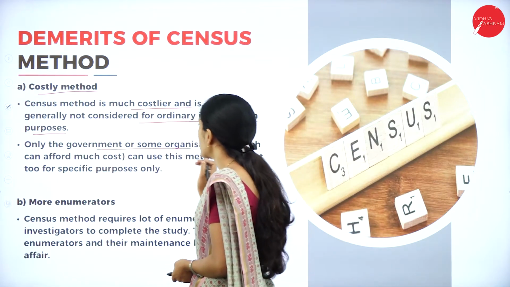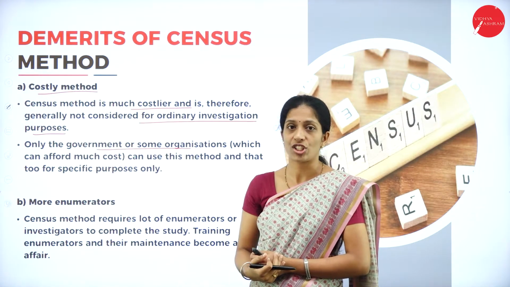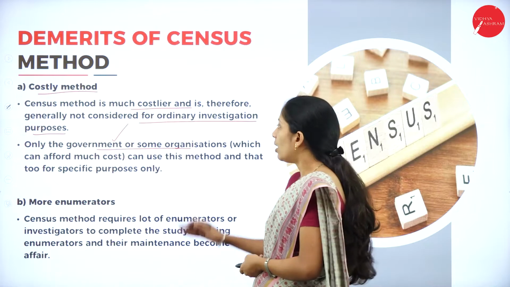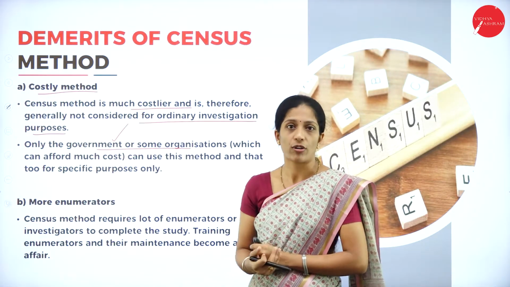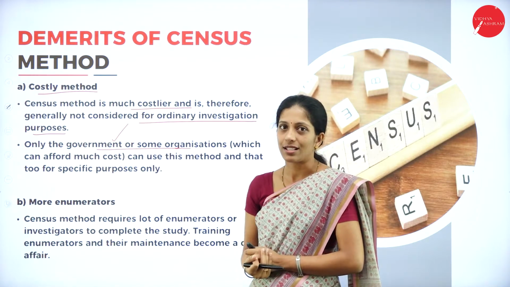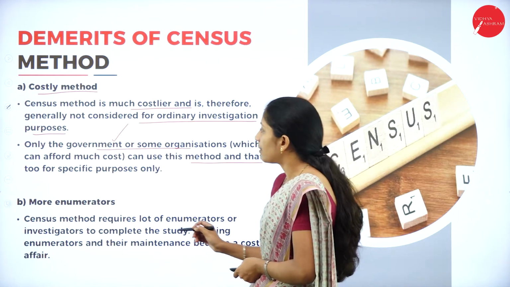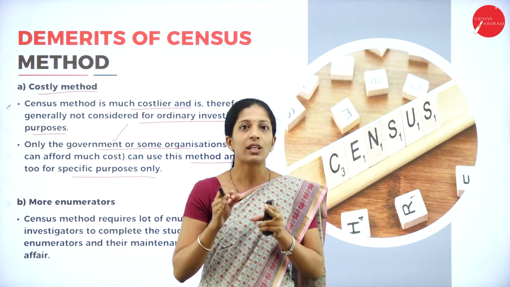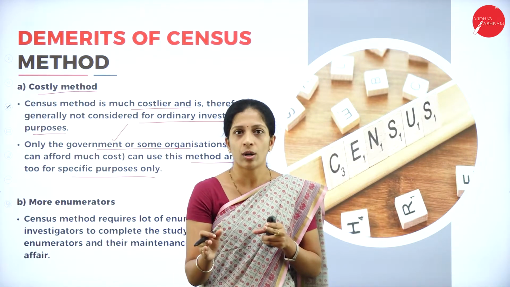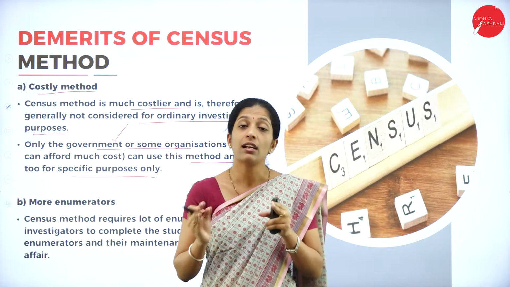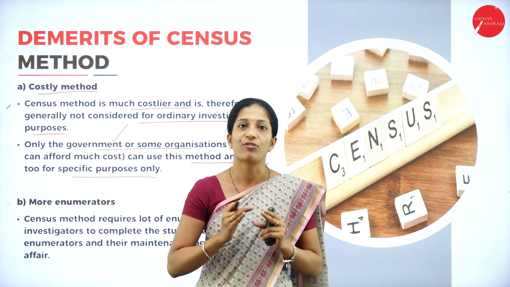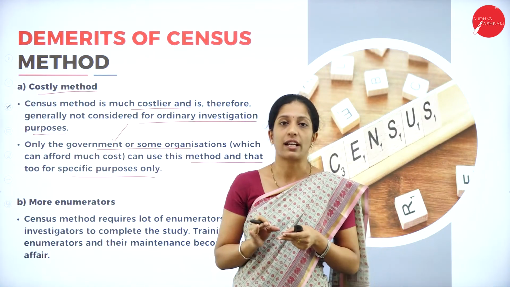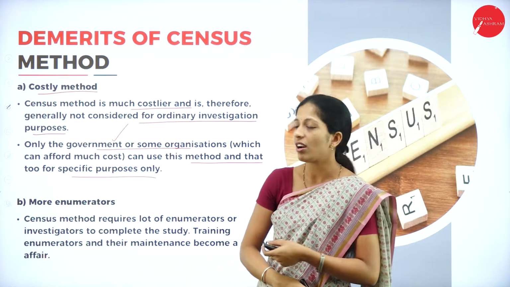Only the government or some organization which can afford much cost. Normally this type of census will be conducted by the government or some other organization which has a huge amount of money, and that too for a specific purpose only. If there is an exact purpose, then only they can go. Even for the government or any other organization with sufficient money, it is difficult to go for the census method. So this census method is not suitable for all types of research activity because it requires a huge amount of money.